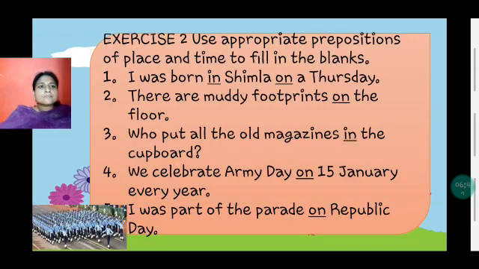Exercise 2. Use appropriate prepositions of place and time to fill in the blanks. Children, this exercise also you can write in the textbook as these are blanks. I was born in Shimla on a Thursday. There are muddy footprints on the floor. Who put all the old magazines in the cupboard? We celebrate Army Day on 15 January every year. I was part of the parade on Republic Day.